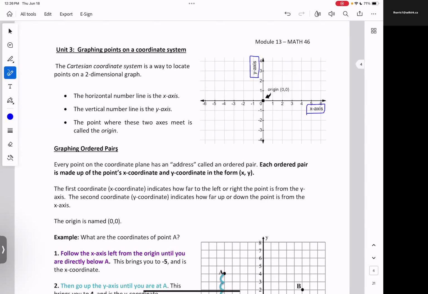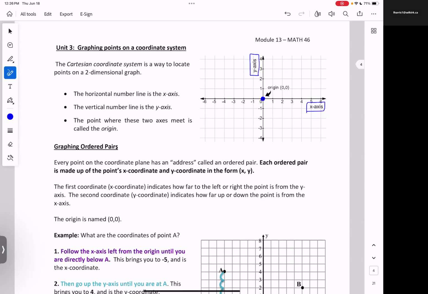The origin is kind of the value at the crosshairs here. So right when your x value and your y value would be 0, we have the origin.